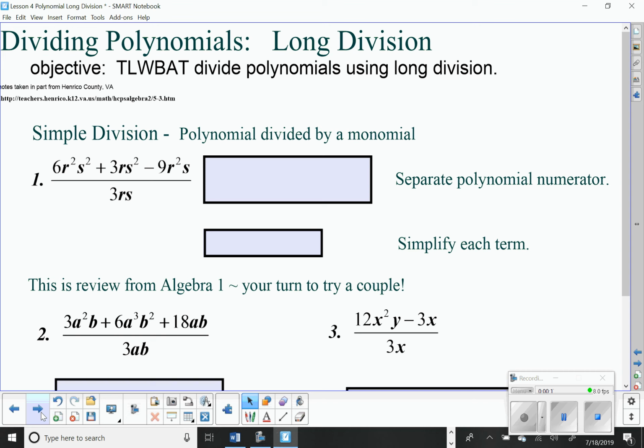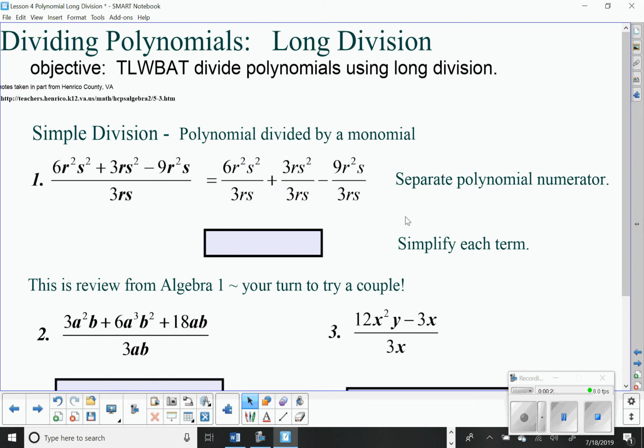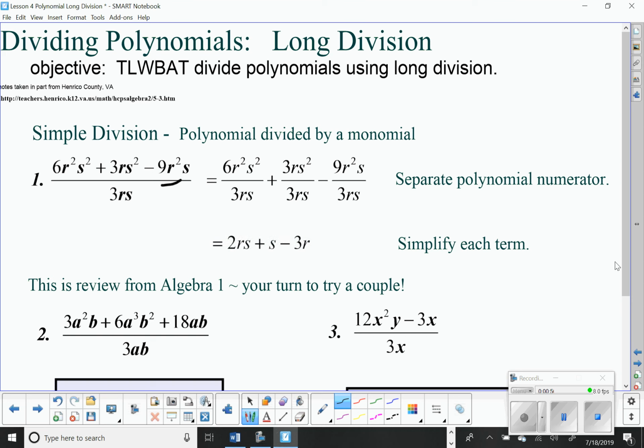First, some simple division. Polynomials divided by a monomial. This is something you did in Algebra 1. First, the easiest thing to do is to separate the polynomial numerator so that you have the 6r squared s plus the 3rs squared minus the 9r squared s, and then put the 3rs underneath each one of it. Then you simplify each term. That is something that you did in Algebra 1. So this is prior knowledge. Doing this, you should get 2rs plus s minus 3r.